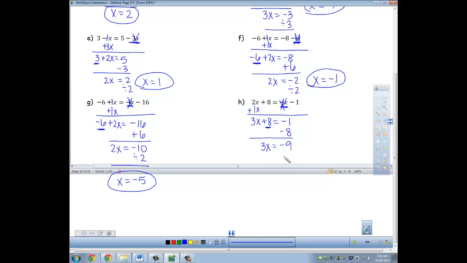Then instead of multiplying by 3, do the opposite and divide by 3 to get x equals negative 9 divided by 3 is a negative 3. So x equals negative 3.